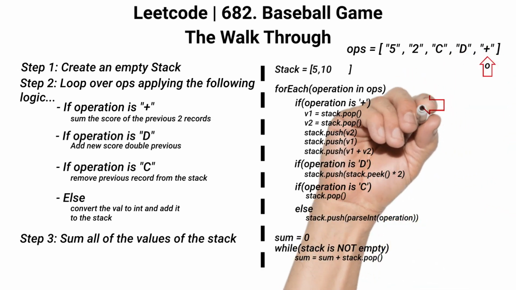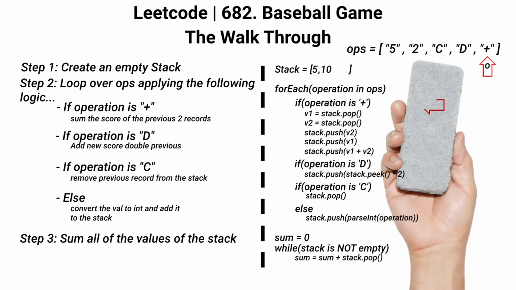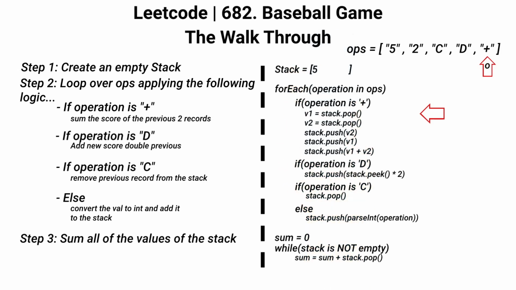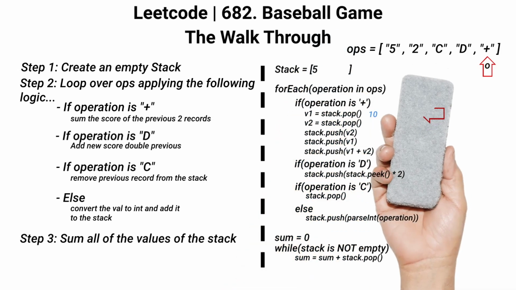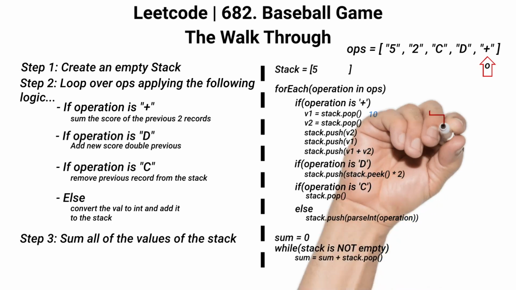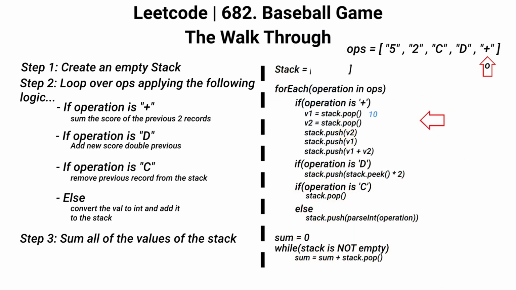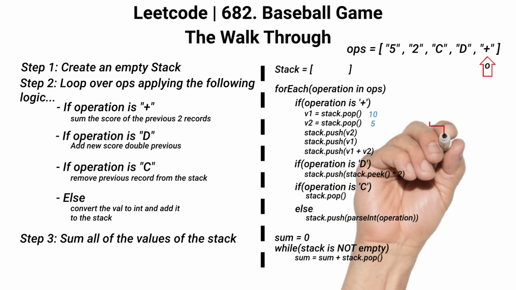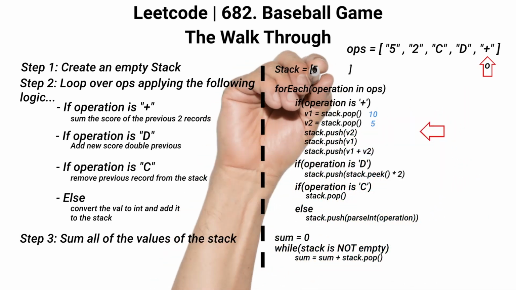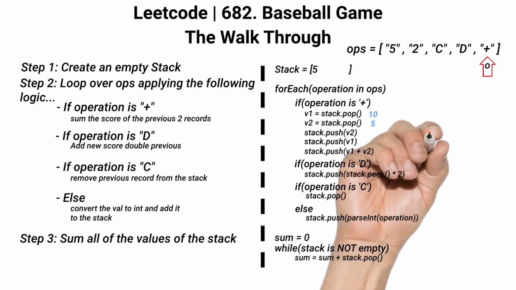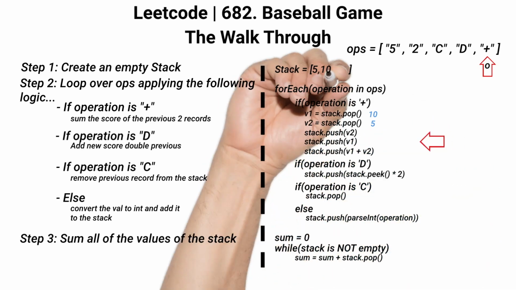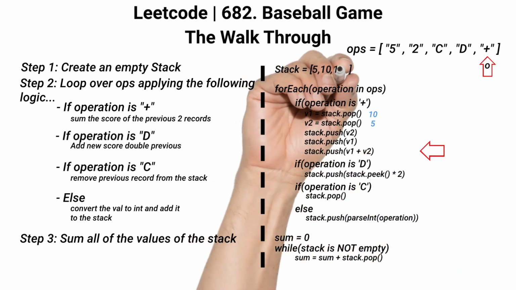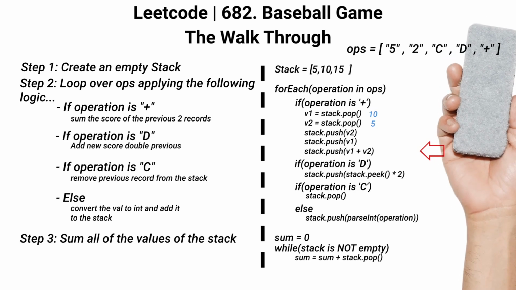Now the final operation, which is a plus, so we want to go into here. We pop the stack and store 10 against v1. We then pop the stack again and store the 5 in v2. Then we push v2, which is 5, back onto the stack. We'll do the same with v1, so push 10 back onto the stack. And then we push 5 plus 10 back onto the stack, so we push 15 onto the stack.